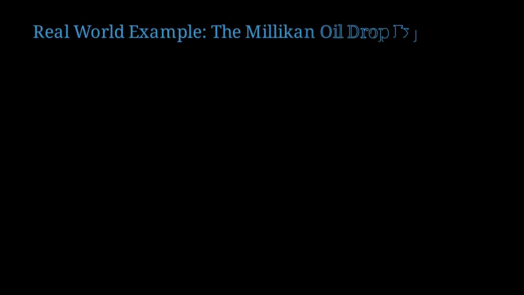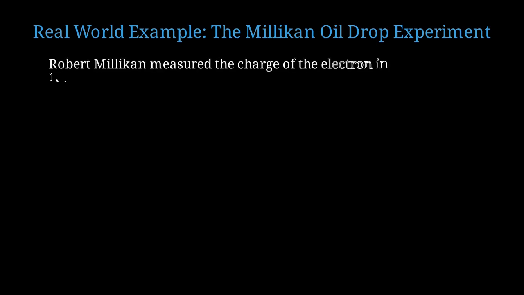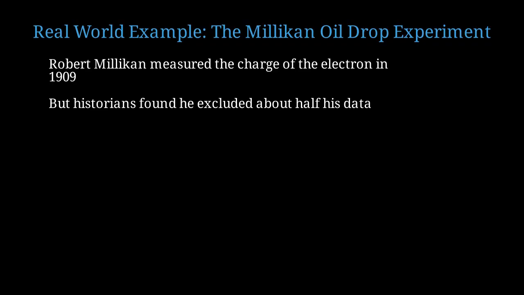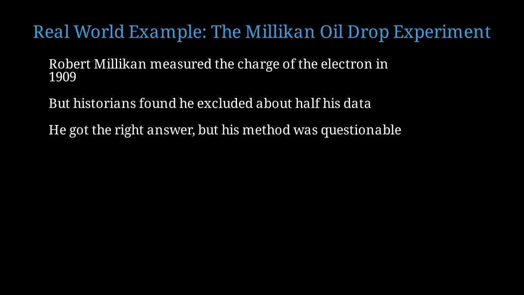Let me tell you about a famous historical example that illustrates the importance of recording all data honestly. Robert Millikan measured the charge of the electron in 1909 using oil drops. His published value was very accurate and won him the Nobel Prize. However, historians who examined his notebooks found that he excluded about half of his data points because they didn't fit his expectations. He got the right answer, but his method was scientifically questionable. He should have included all his data and explained the variations.